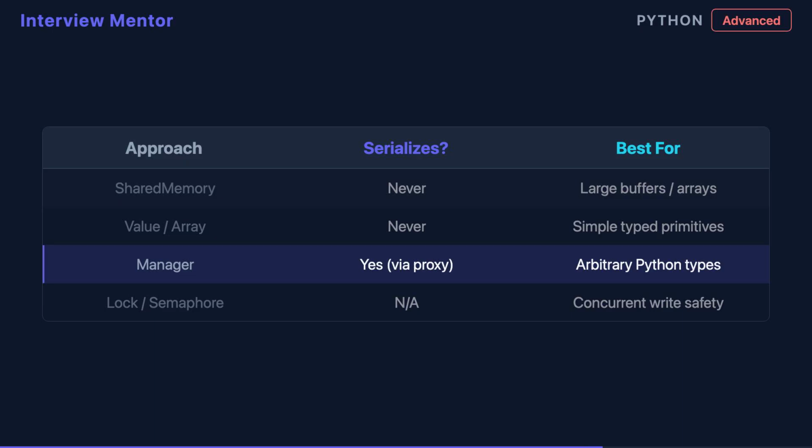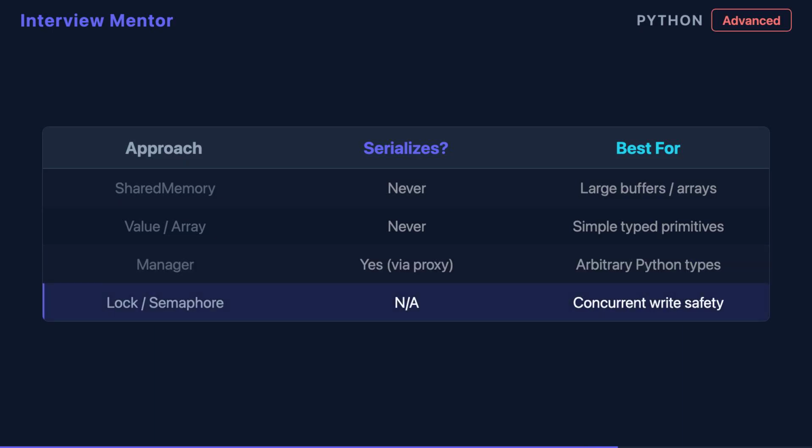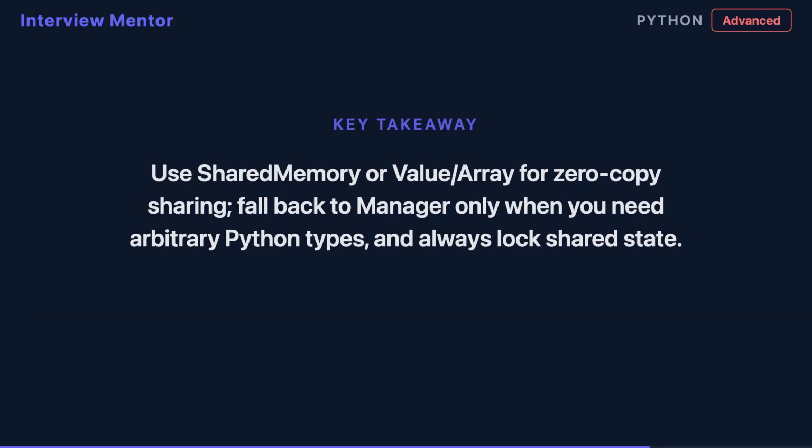Whichever approach you choose, always protect shared state with a lock. Shared memory has no built-in synchronization. Skip pickling. Use shared memory for buffers, Value or Array for primitives, and Manager only when you need arbitrary Python types. And always lock shared state.